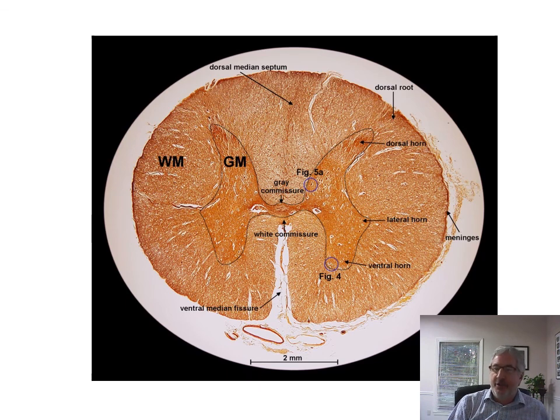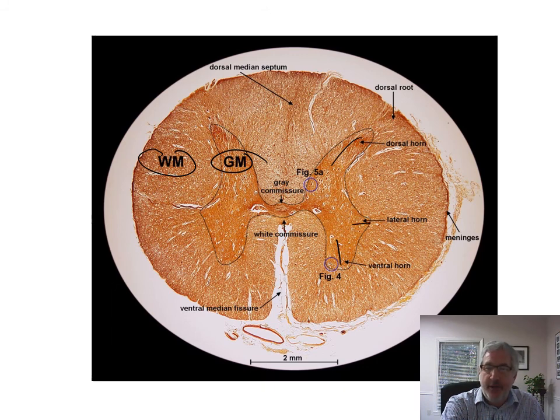Here's just another picture of a transverse section of the spinal cord. WM is white matter. So this is gray matter. Here are all the different parts. There's a dorsal horn of the gray matter, a ventral horn, and a lateral horn of gray matter. And there are actually anterior and posterior white columns of axons that are going up and down in the white matter.